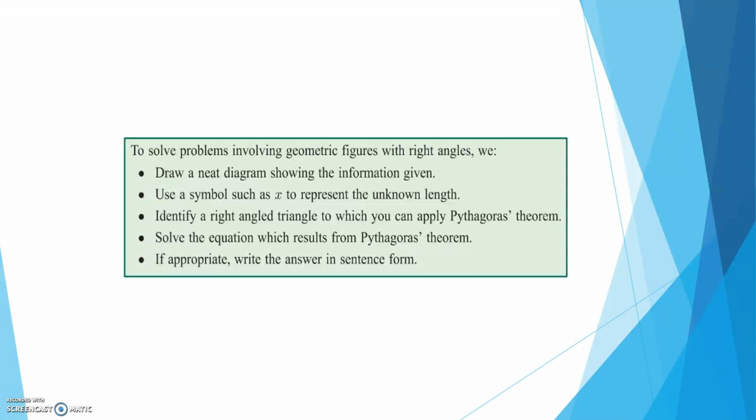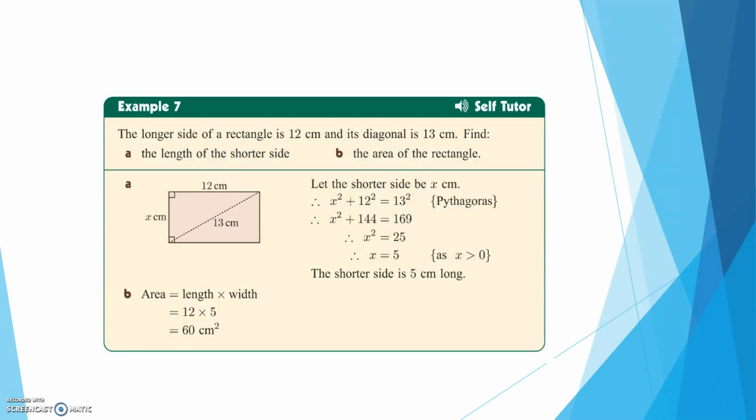Now, quite often you've got to find the right angle of a triangle, and you're given an odd shape. So there's a bit of a process that you use for working out how to do it. So let's go through this very, very quickly. To solve problems involving geometric figures with right angles, first of all you draw a neat diagram, and you've seen some of mine, and I know mine aren't that neat, showing the information given. You use a symbol such as x to represent the unknown length. You identify a right angled triangle to which you can apply Pythagoras' theorem, solve the equation using the theorem, and if appropriate, write the answer in sentence form. And I'll demonstrate in a moment what that actually means.